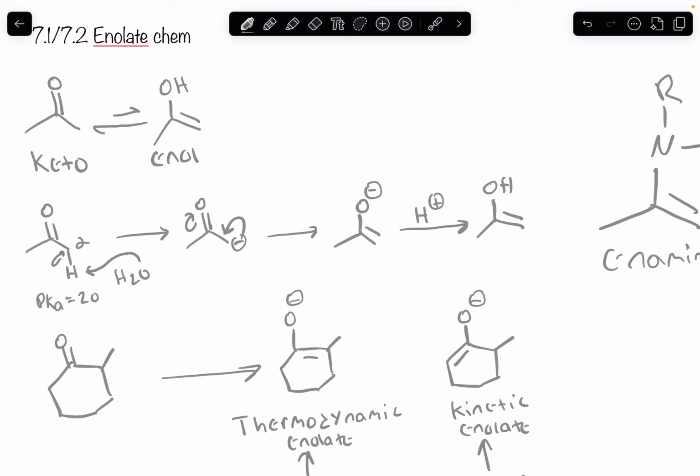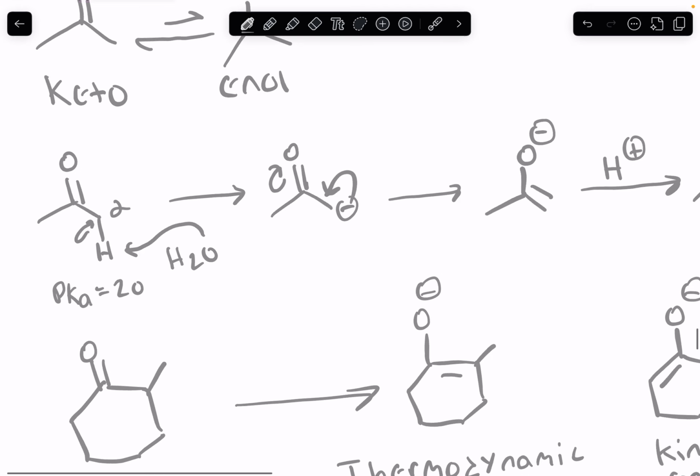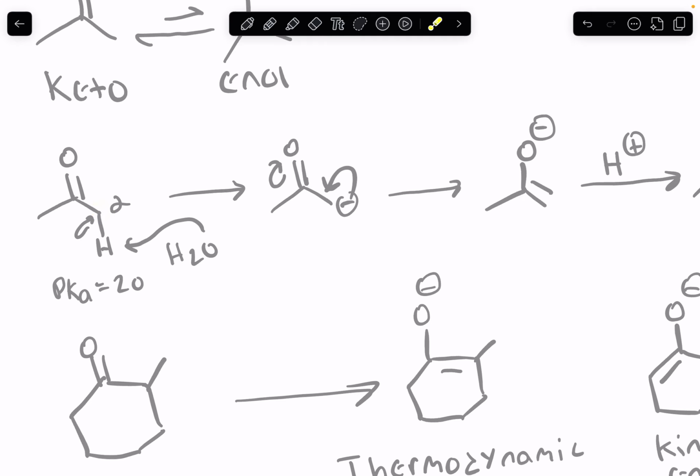Your keto form is more favored due to stability, and enols are a very crucial part of especially biochemistry and biochemical reactions. So we're first going to go over a big thing that we call the alpha carbon. So what's so special? First, what is the alpha carbon? An alpha carbon is one carbon away from your carbonyl, so it could be an aldehyde or ketone. That means that yes, this is also an alpha carbon.